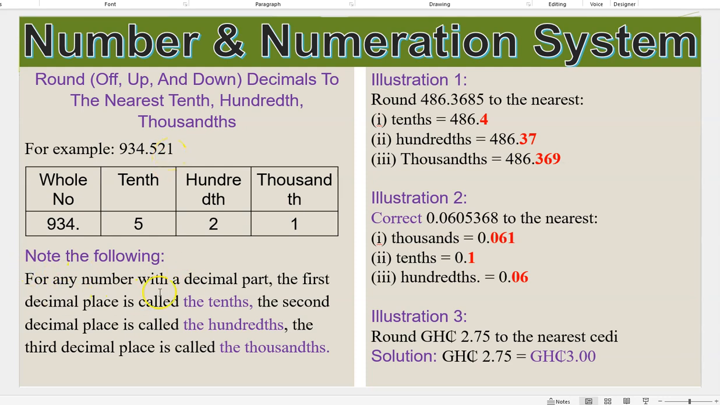Know the following. For any number with a decimal part, the first decimal place is called the tenths. The second decimal place is called the hundredths. The third decimal place is called the thousandths. This explains what I just said.